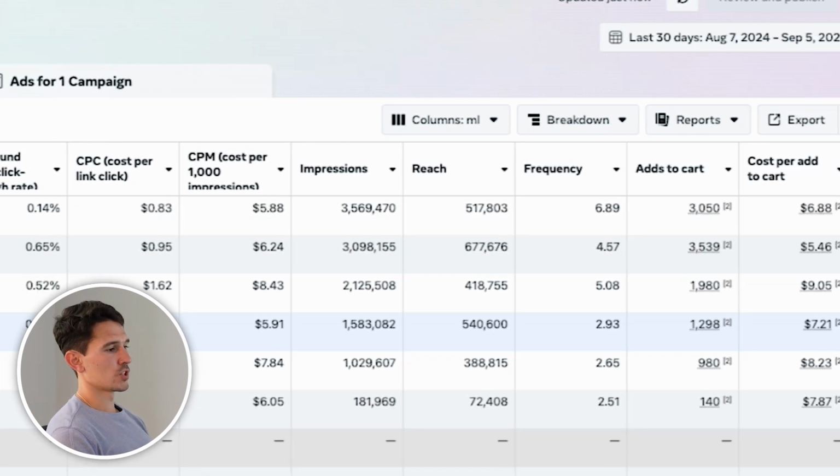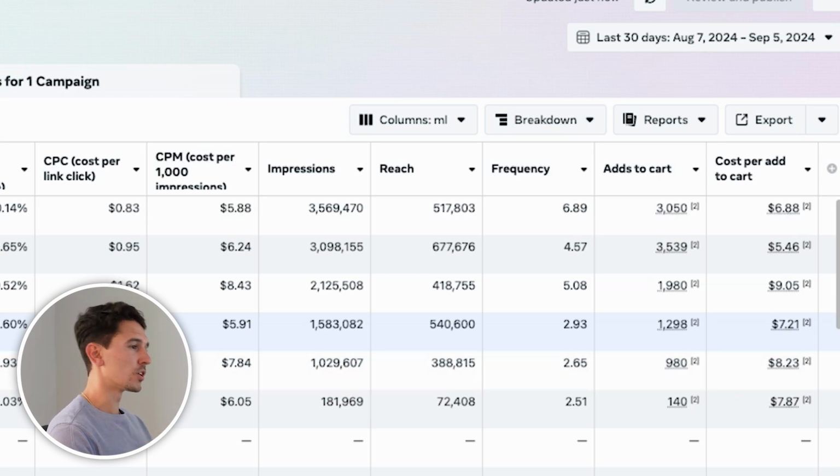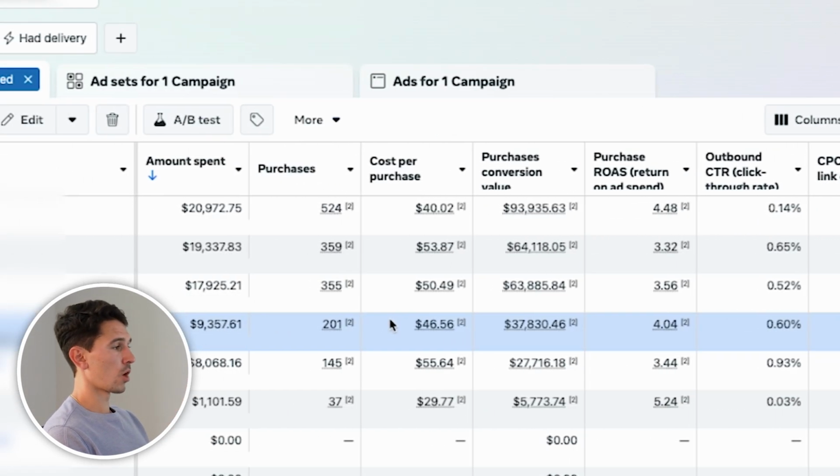Next piece is just add to carts and cost per add to carts. To be honest with you, I don't use these as much. These are just guiding for me. Are we seeing good signals early with an ad? Are we seeing bad signal? Because in 99% of cases, if you have a low cost per add to cart, that's going to relay into a low cost per purchase.